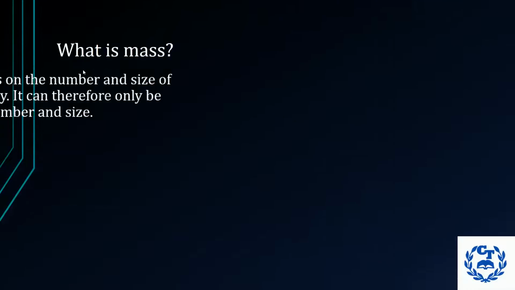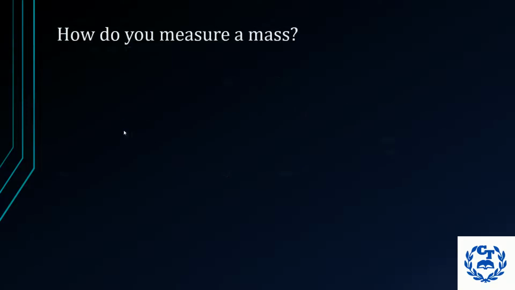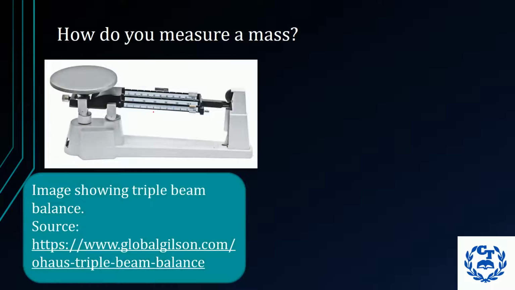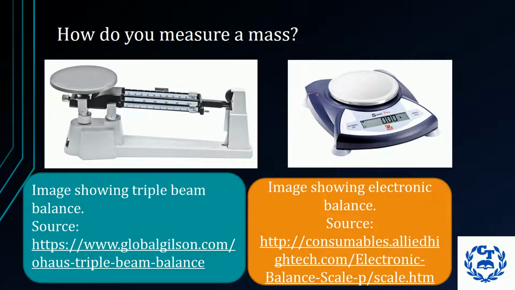Alright, so what is mass? Now this information was stated for you in a previous lesson. But what was not mentioned was how do you go about measuring a mass. You can measure mass by either using a triple beam balance, which is one that you will see in a laboratory experiment that you may have to do, or you may use an electronic balance. Either one of these can be used to find the mass of a body.